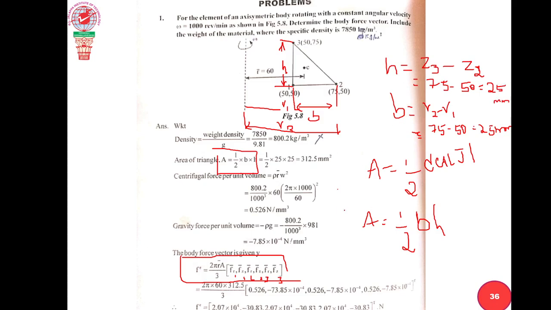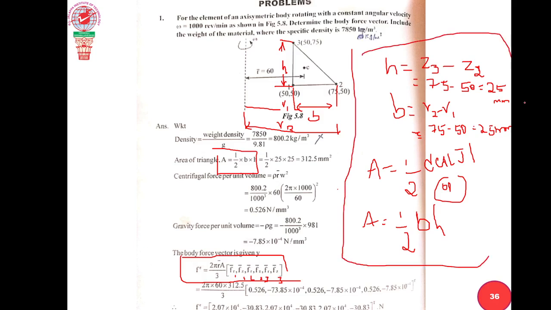Please note down in the formula list: area of the triangle is half of the determinant of J, or we can find it in another way, half into breadth into height. Understood, all of you? How did we take the area of the triangle?